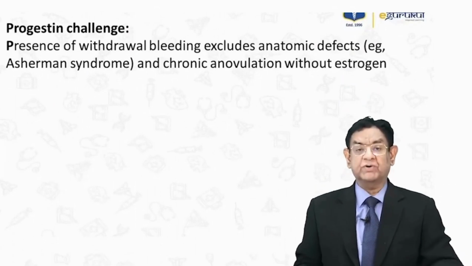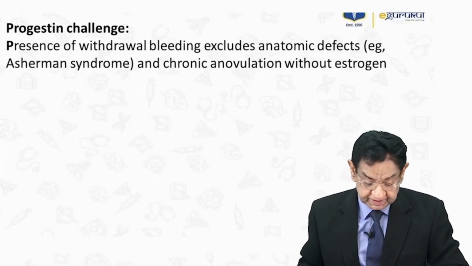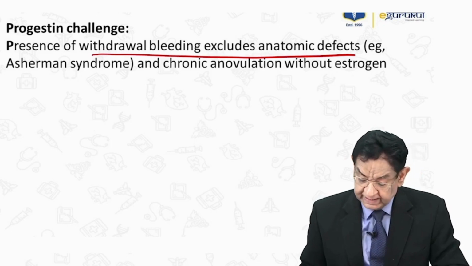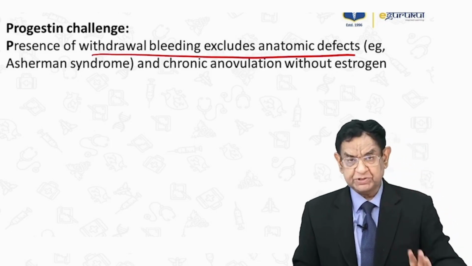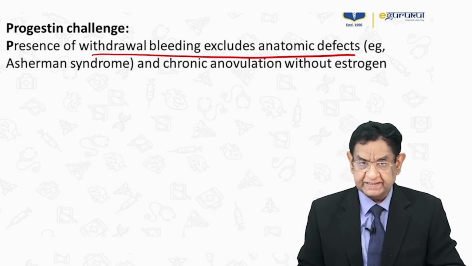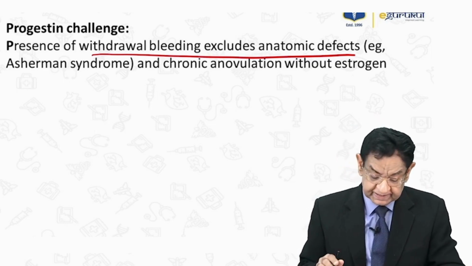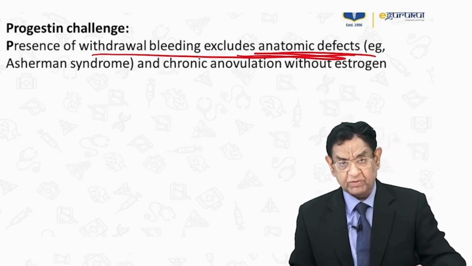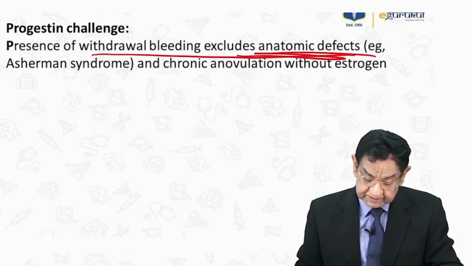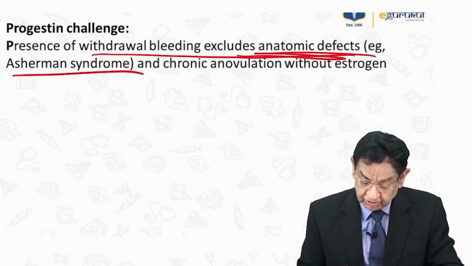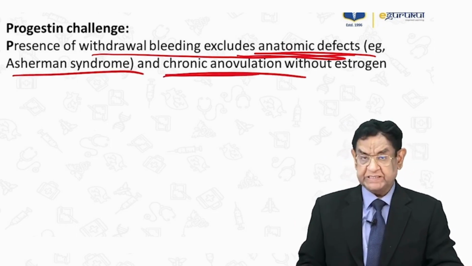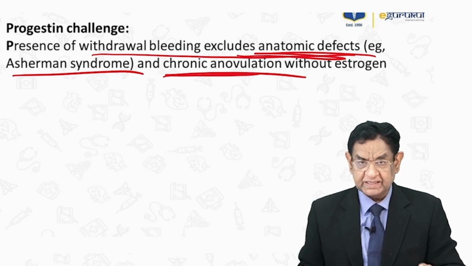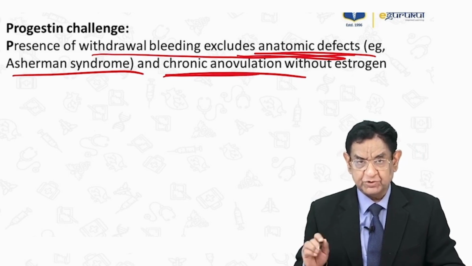Now we have a term called progesterone challenge. Presence of withdrawal bleeding excludes anatomic defect. That means you give progesterone and you suddenly withdraw it and bleeding occurs. That is very clear: there is no anatomical defect, because in an anatomic defect withdrawal bleeding will not be there, especially Asherman syndrome and chronic anovulation without estrogen. Very, very important point. This is like a golden line to remember. Should not forget this line.